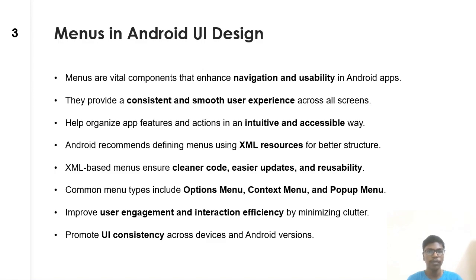The three common menu types we work with are Options menu, Context menu, and Pop-up menu. Each serves a specific purpose. By using these menus effectively, we improve user engagement and interaction efficiency by minimizing clutter while promoting UI consistency across different devices and Android versions. Now let's look at these three types of menus.